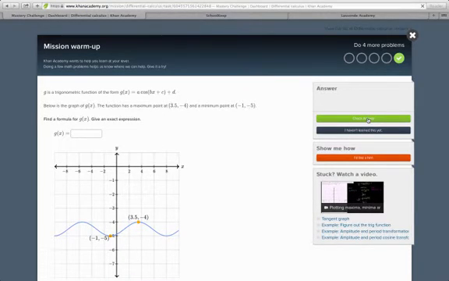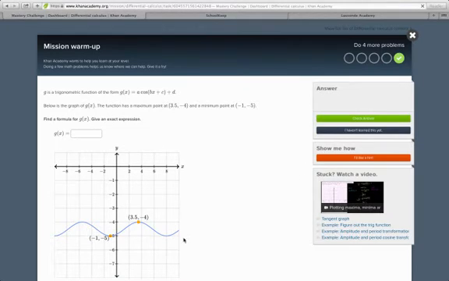So here is another question involving functions. So g is a trigonometric function of the form g of x equal to a cos bx plus c plus d. Below is the graph of g of x. The function has a maximum point at 3.5, negative 4, and a minimum point at negative 1, negative 5. Find a formula for g of x, give an exact expression.